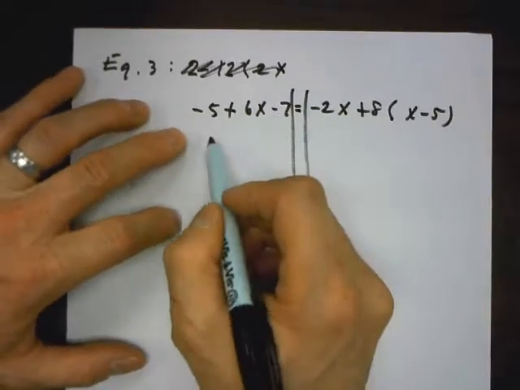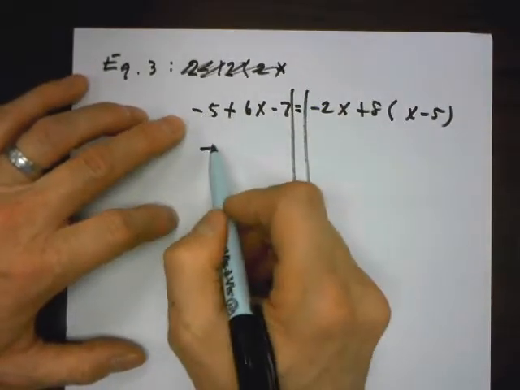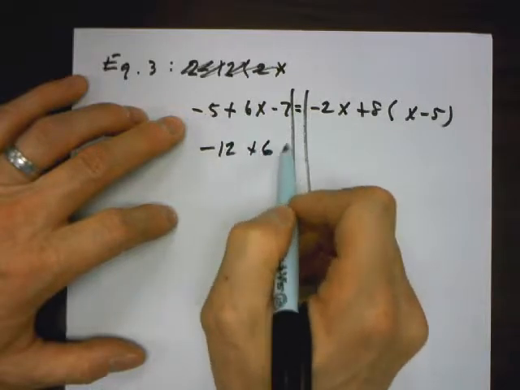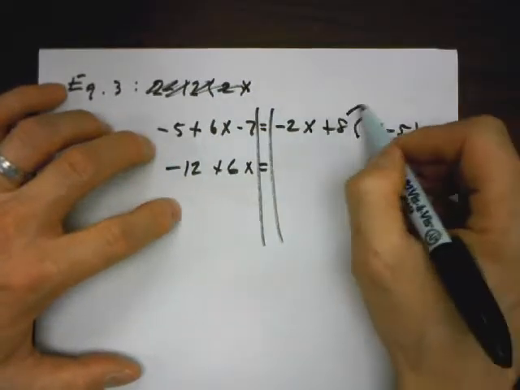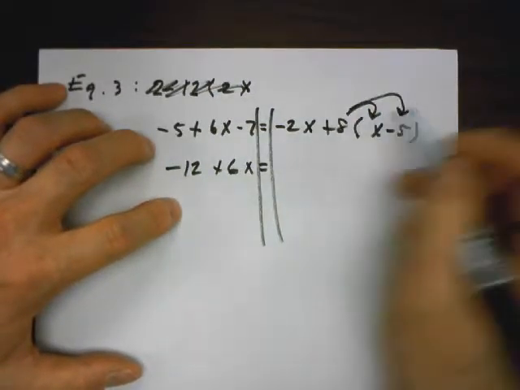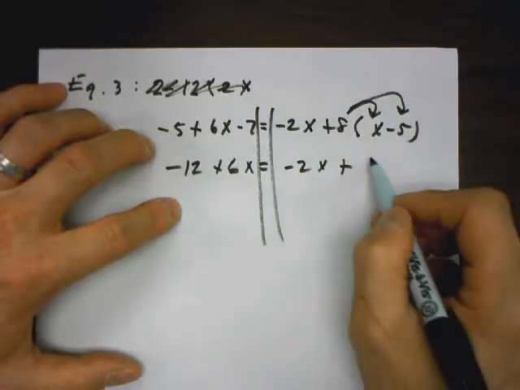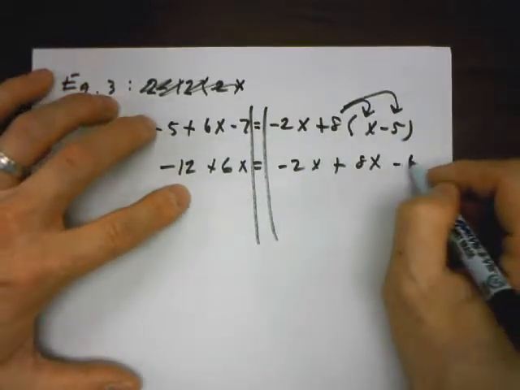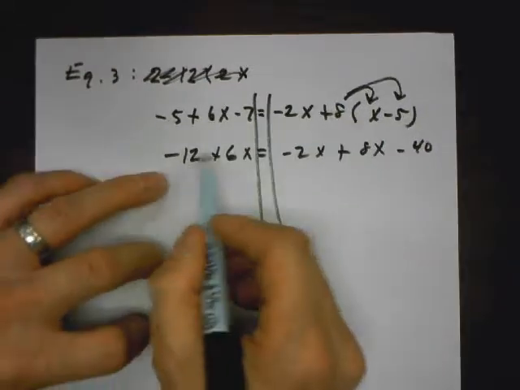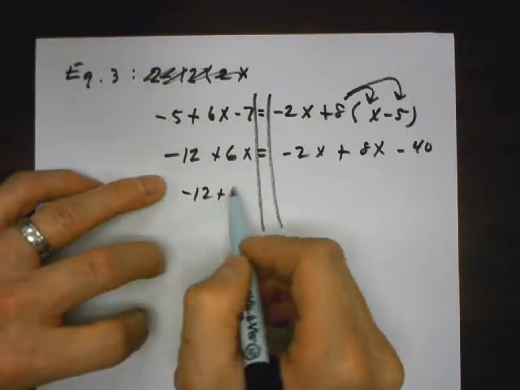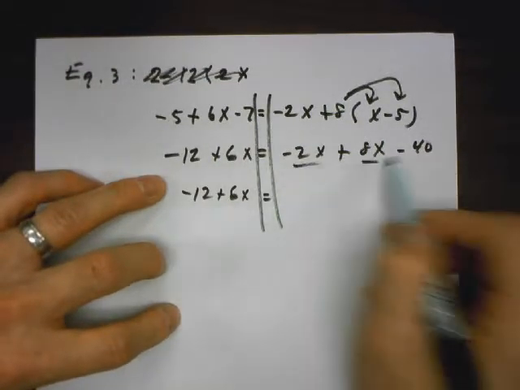I don't have to distribute on the left, so I just combine like terms. If I have 5 negatives and 7 more negatives, that's a total of 12 negatives. Over here, if you can distribute, you must do that first. Let's distribute first. 8 times x is 8x. 8 times negative 5 is negative 40. There are no like terms to combine anymore, so this side is simplified, this side is not.